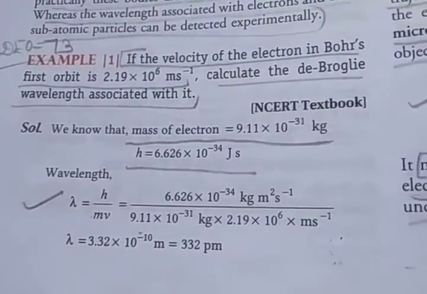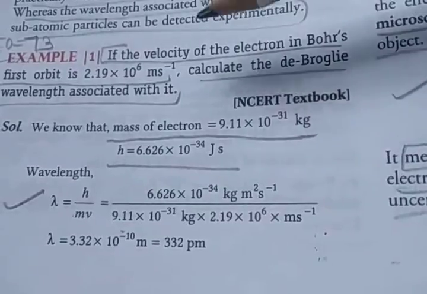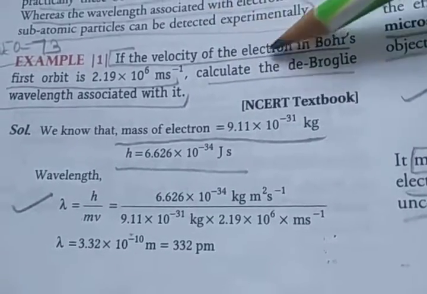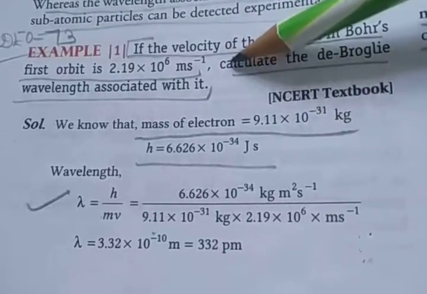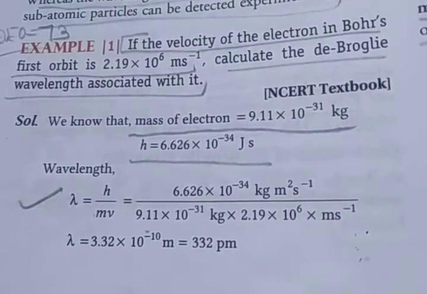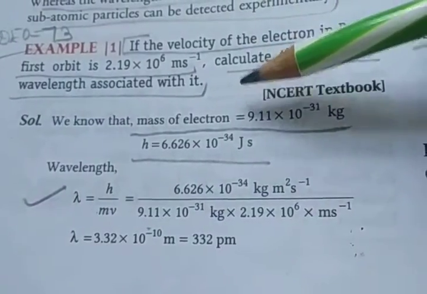In this video, I will explain an NCERT textbook question. So see, if the velocity of the electron in Bohr's first orbit is 2.19 × 10^6 m s⁻¹, calculate the de Broglie wavelength associated with it.